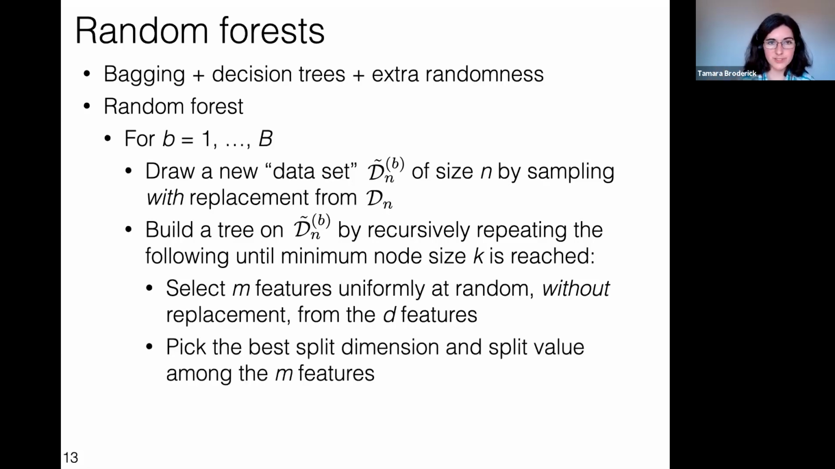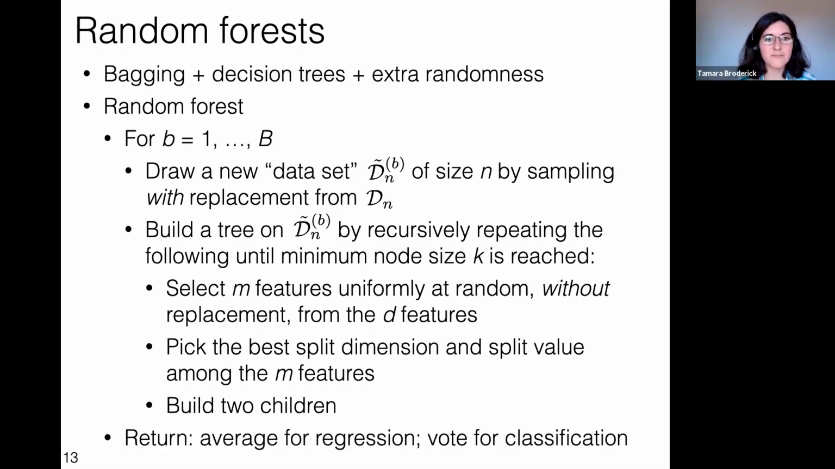And now you're going to do the usual decision tree thing. Instead of going over all the features like we did when we were making decision trees before, you just go over the subset, but you still pick the best split dimension and the best split value among the M features instead of the total D features. And then you build two children. So everything here is basically bagging, and then we do trees, and there's just this little extra randomness. Finally, just as in bagging, we return the average for regression, or some kind of top vote for classification.